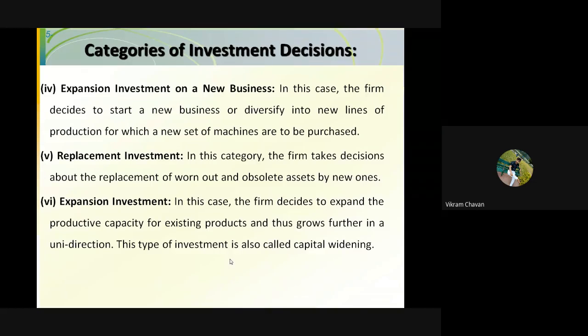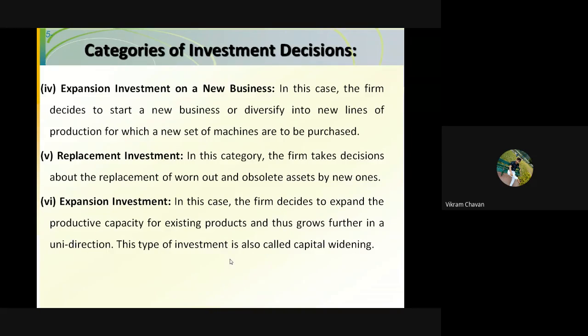Okay, and we can say that they are worn out. Some of the machineries are worn out, and the companies are not getting the proper efficiency from that particular machinery or asset. Then the company wants to replace that particular asset. So such an investment will come under the replacement investment. So, worn out and obsolete assets replaced by new ones.